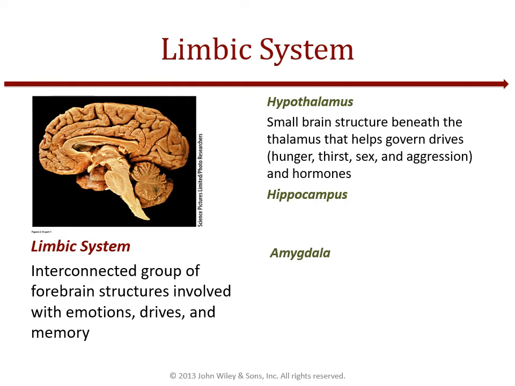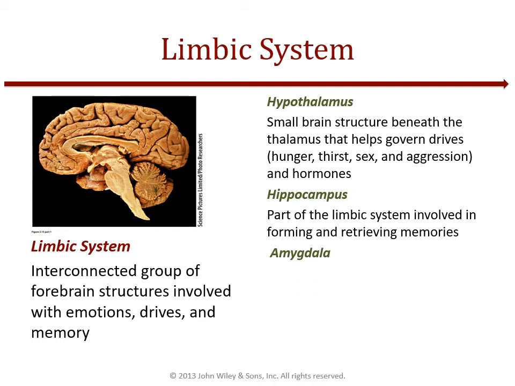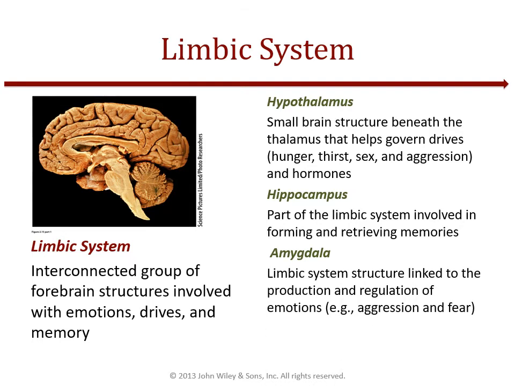The hypothalamus is, again, the small structure beneath the thalamus, and it helps govern those drives of hunger, thirst, sex, and aggression. And the hippocampus will be responsible for forming and retrieving your memories. That amygdala, again, is going to help in terms of those emotions of aggression and fear. And although the limbic system structures and neurotransmitters are instrumental with emotions, the frontal lobes of the cortex are also a key component and play an important role.